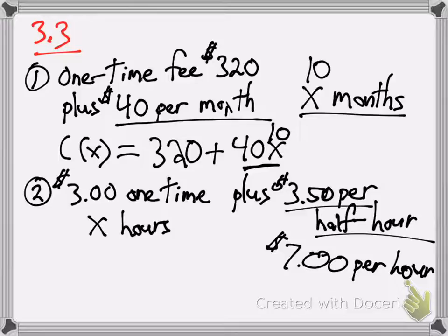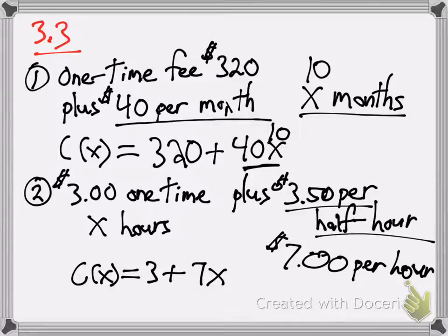So then the cost function is going to be the one-time fee of $3 plus $7 per hour times x hours. Does that make sense on that? Can we just add those and make that 10x? Why not?